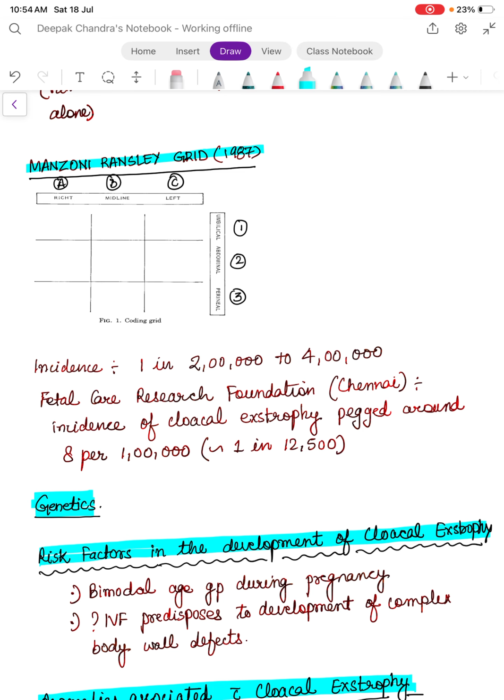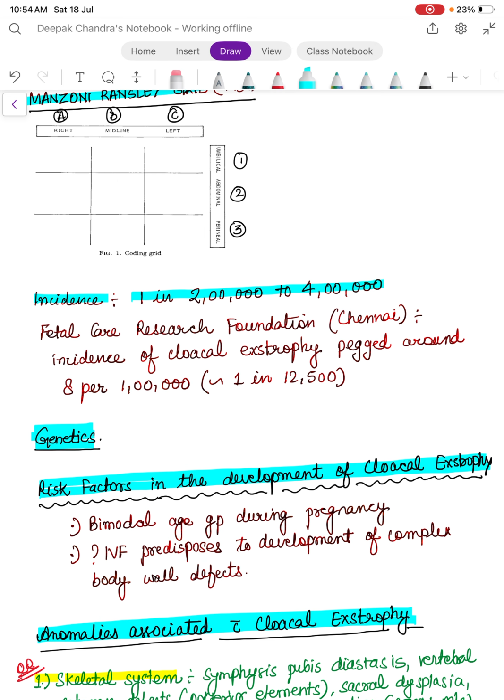So if we talk about incidence, it is around 1 in 2 lakh to 4 lakh individuals. But as per the Fetal Care Research Foundation, situated in Chennai, India, the incidence of cloacal exstrophy in the Indian population is somewhere around 8 per 1 lakh, which means around 1 in 12,500 cases. Genetics is a little complex, I would say, so we might discuss it in the form of a short image or something like this.